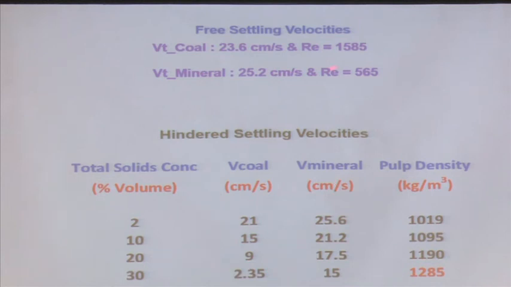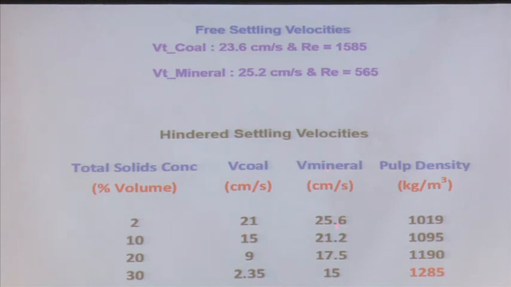Now, here in free settling conditions, I would say that it is very difficult to design, and at the same time I want to process a large volume of material. So, it is good news, but if I use hindered settling conditions, what happens? That is the beauty of this modeling. If I say the total solid concentration by volume is 2%, with a 50-50 mixture, then the velocity of coal becomes 21, reduced from 23.6 to 21 centimeter per second, because of the hindered condition I have used.